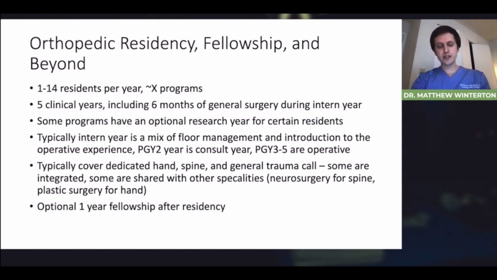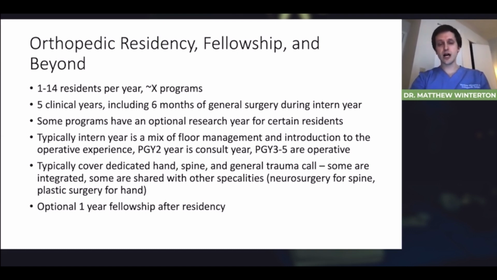Orthopedic surgery residency is 5 clinical years. As an intern, you'll do 6 months of general surgery and other rotations that are foundational for the practice of orthopedics, including radiology and managing patients in an intensive care unit. Some programs do have an optional research year for interested residents. So that makes their residency program 6 years.